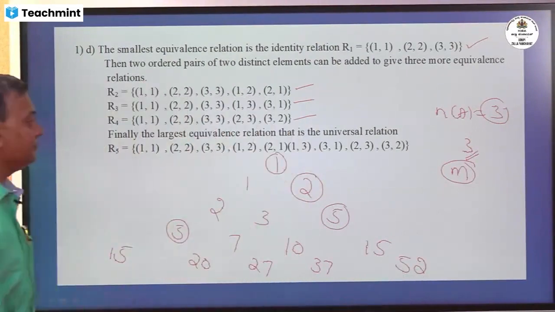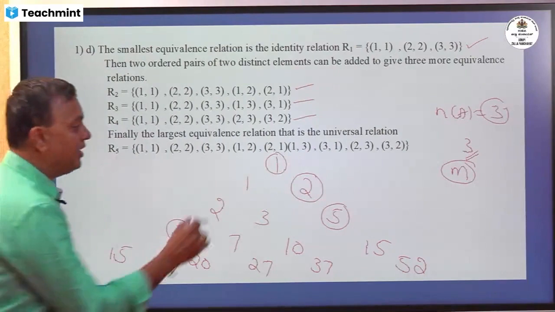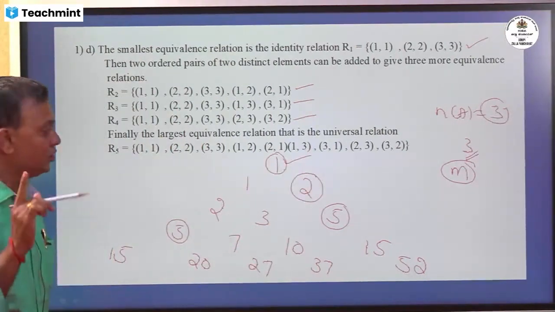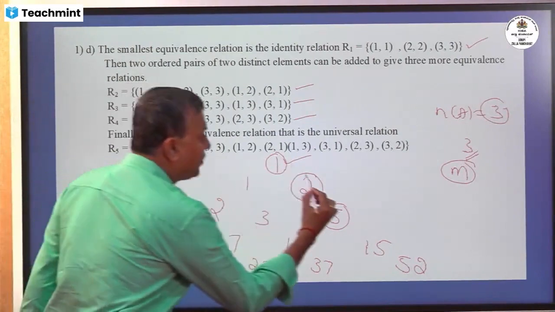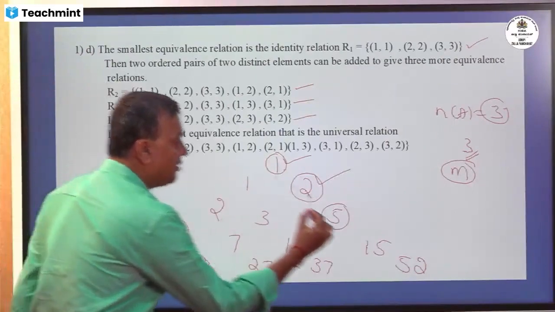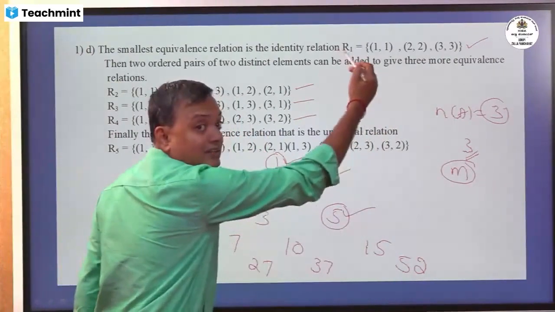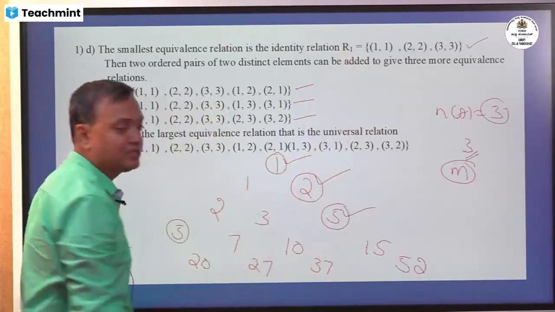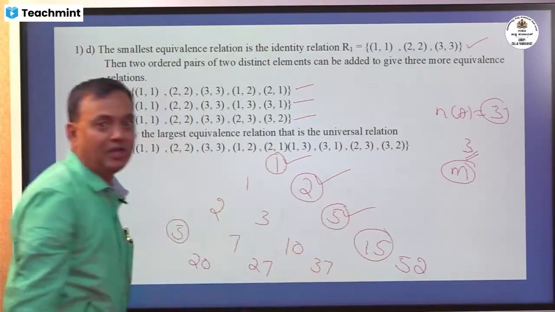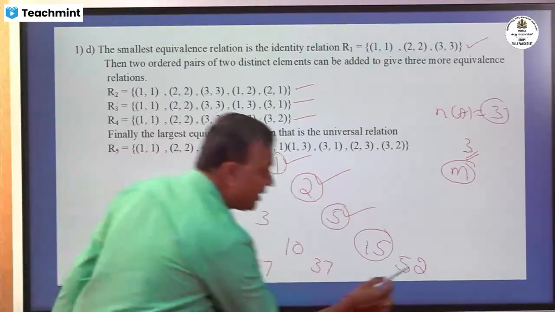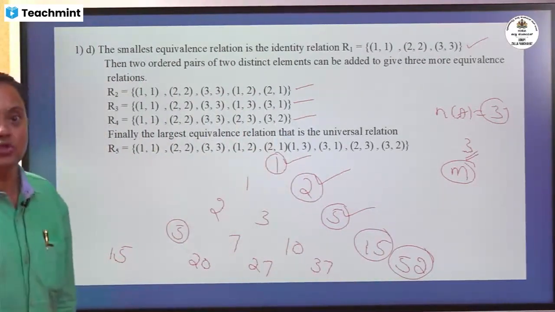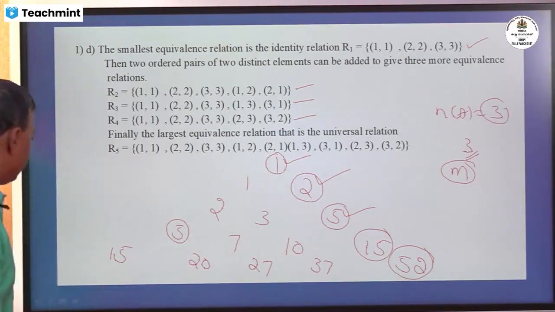So here, if the set contains one element, the number of equivalence relations is 1. If the set contains two elements, then the number of equivalence relations is 2. Set containing three elements, the number of equivalence relations is 5. If the set contains four elements, the number of equivalence relations is 15. Set containing five elements, the number of equivalence relations is 52. Like this, by Bell's triangle. So we can remember it this way. Next, here.